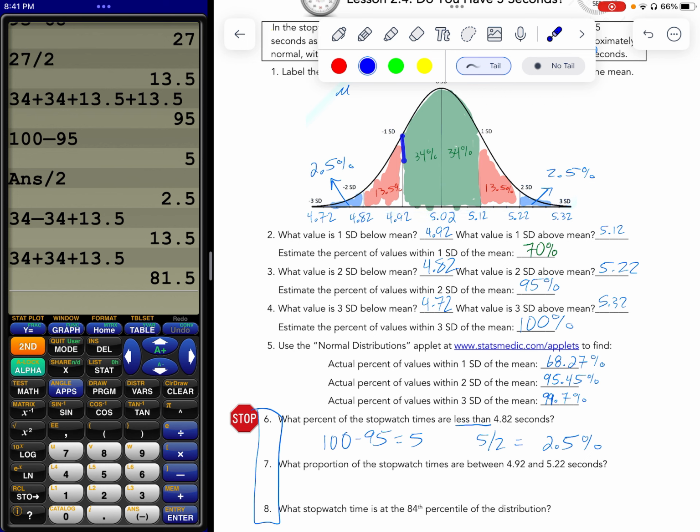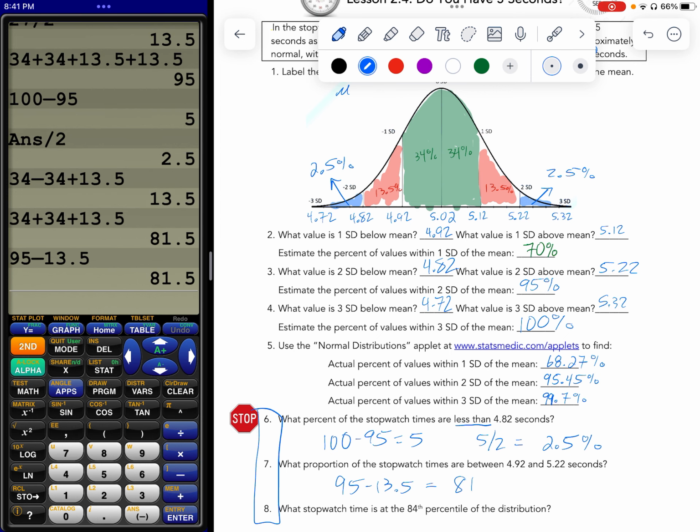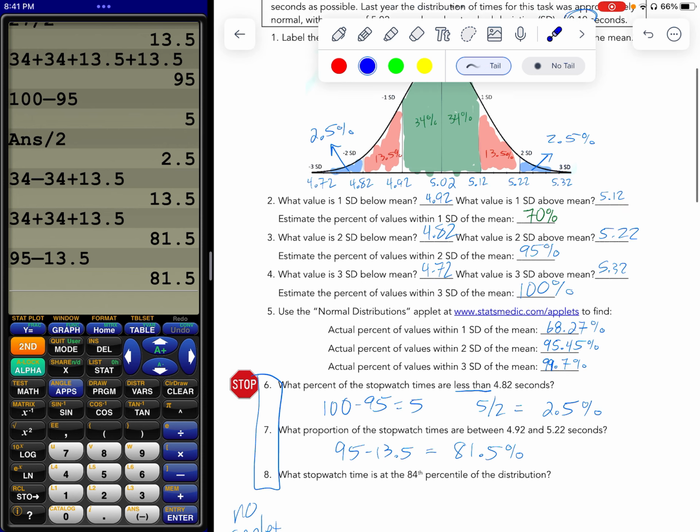I wanted to add up this, right? Well, didn't we just a moment ago figure out that this was 95%? And then I could just subtract 13.5. So there are definitely more than one way to go about this, okay? Either way you go about it, you're going to get 81.5%, okay? We're doing general rules of thumb again. We're kind of ignoring some of these decimal points. We're doing 68, 95, 99 is a general way to say it.